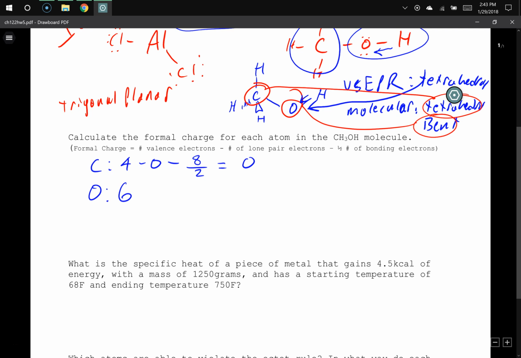The oxygen has 6 valence electrons. It has 4 electrons that are non-bonding pairs of electrons, and it has 4 electrons that are bonding electrons. I have that, and I end up with a 0 again. The hydrogens each have 1 valence electron, no unbonded. They've got 2 electrons in a bond, divided by 2, 0. So the fact that the formal charge for each of these atoms is 0 means this is a really good-looking Lewis structure.